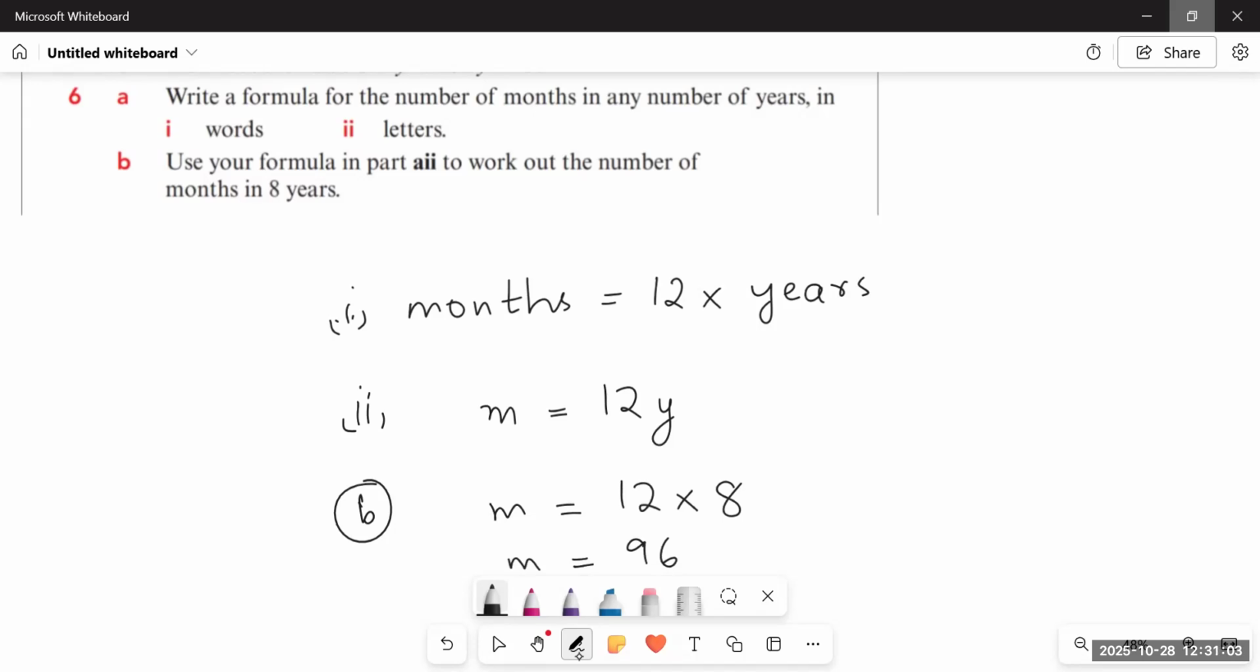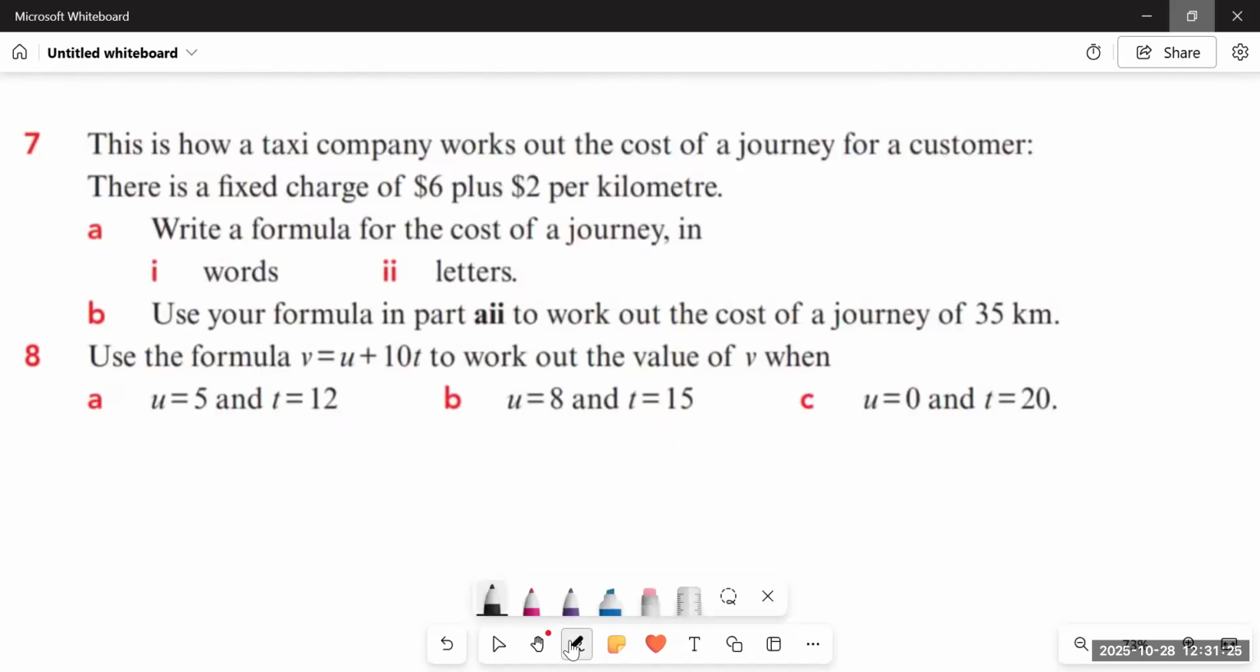Okay, so M is equal to 96. Here comes question number 7, which says, this is how a taxi company works out the cost of a journey for a customer. There is a fixed charge of $6 plus $2 per kilometer. Like if you enter a taxi, you have to pay a fixed charge of $6.